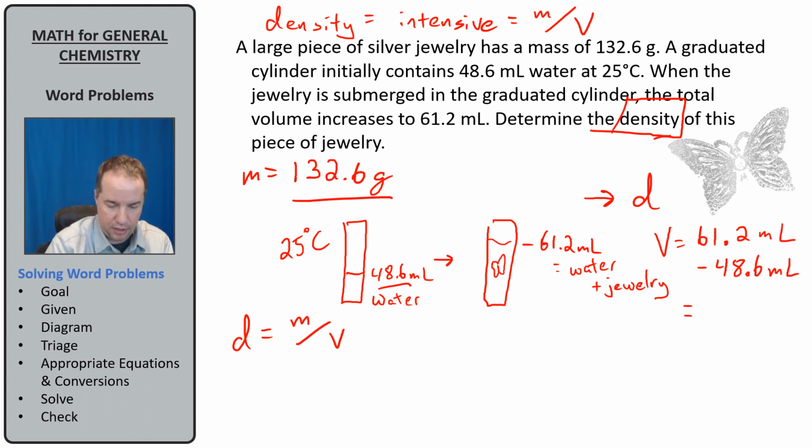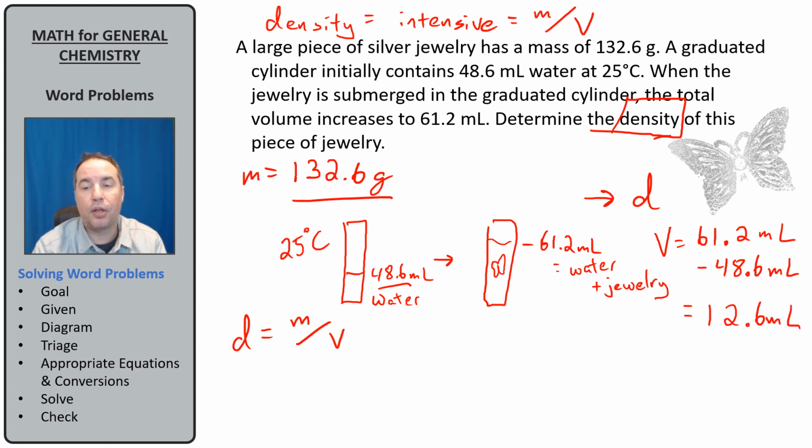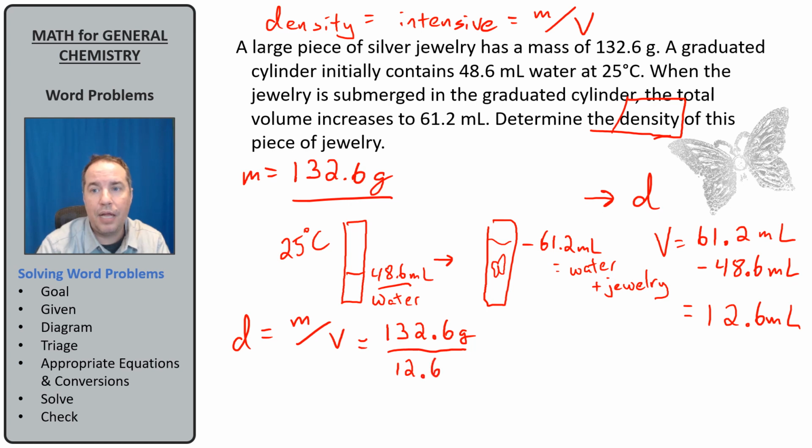Plug that into our calculator. 61.2 minus 48.6. That's 12.6 milliliters. So I'm going to plug that in. So 132.6 grams divided by 12.6 milliliters. That gives us 10.5238. All my numbers that I used have 3 significant figures, so I'm going to use 10.5, and it's grams per ml.